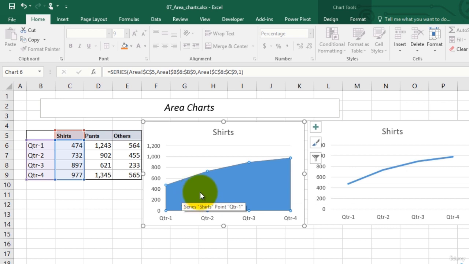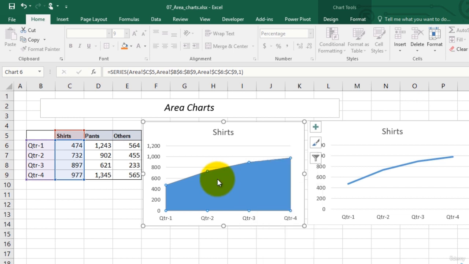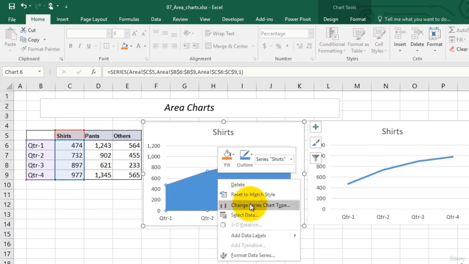Now if I want to have multiple data series in an area chart, just like a line chart will have multiple lines, the area below all those lines will be colored, and it will be difficult to interpret. Let us see how to do that.